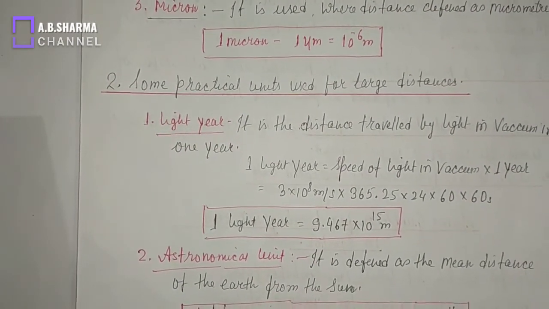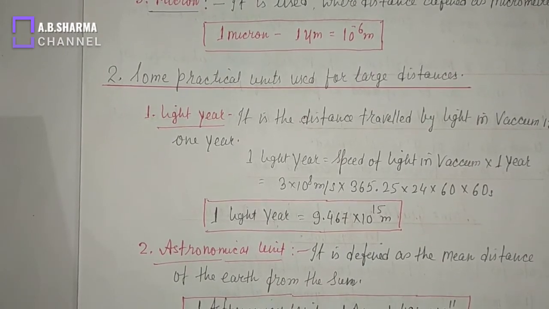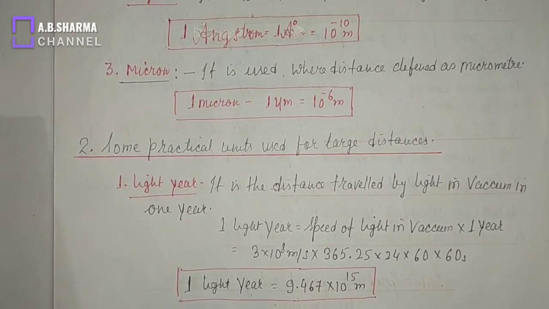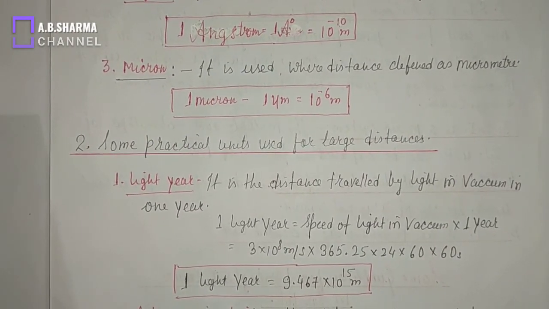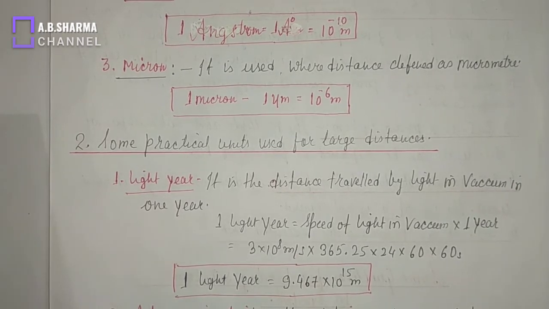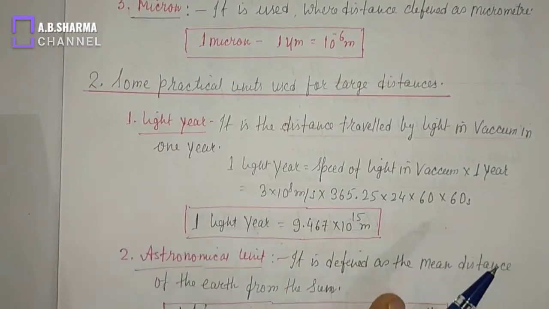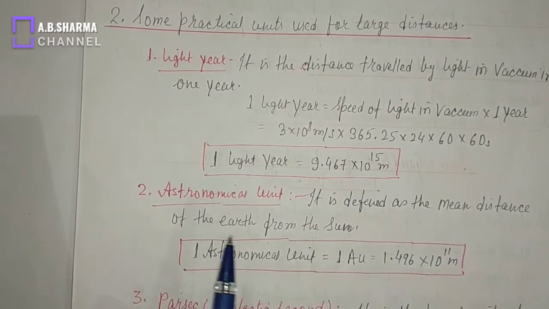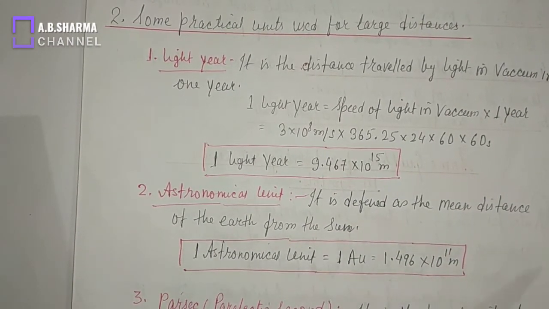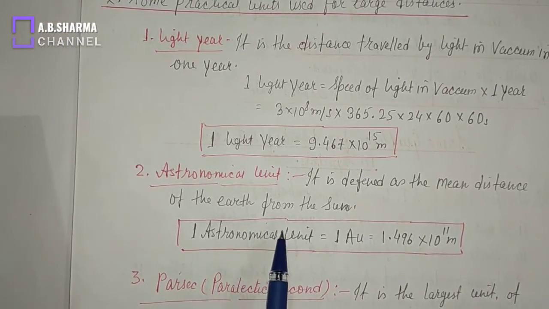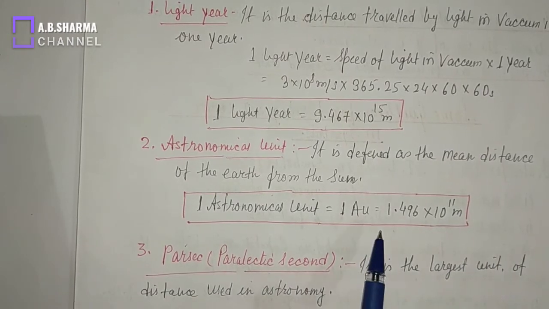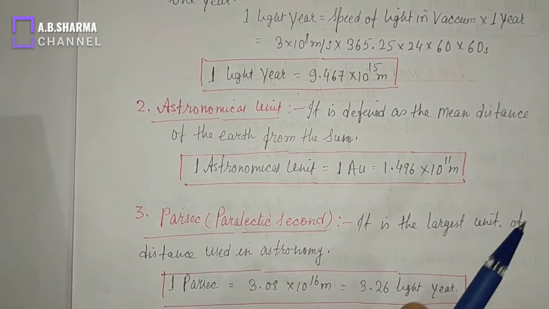Some practical units used for large distances are light year, astronomical unit and parsec. Light year is the distance traveled by light in 1 year, which equals 9.467 into 10 to the power 15 meter. Astronomical unit is defined as the mean distance of the earth from the sun. 1 astronomical unit equals 1.496 into 10 to the power 11 meter.